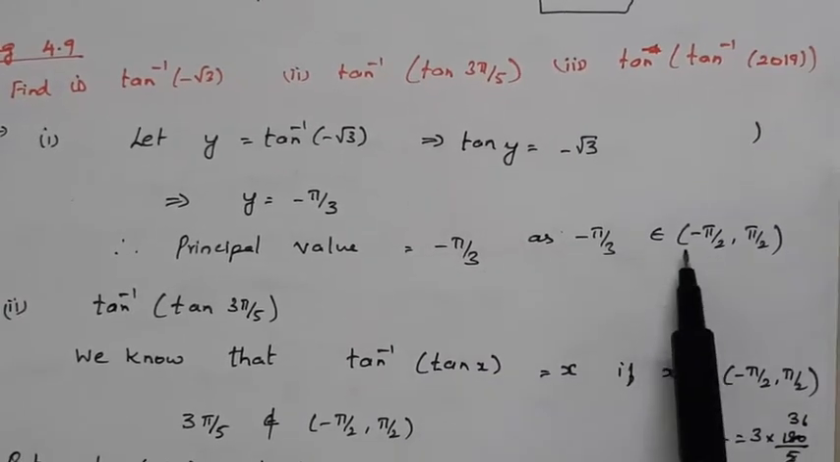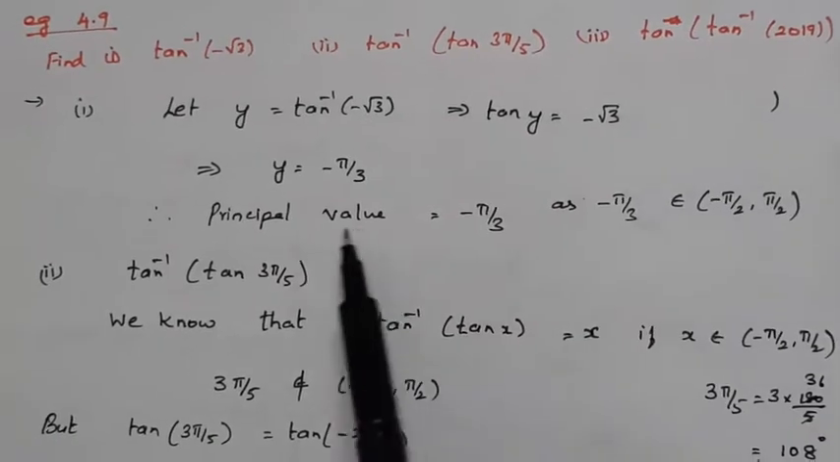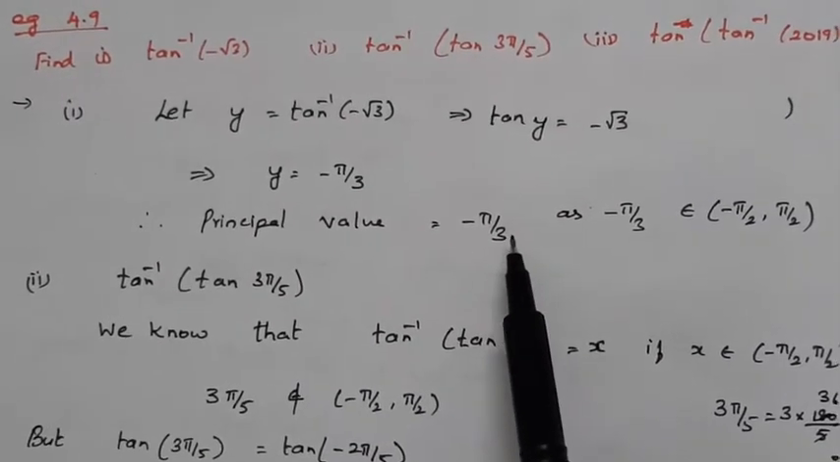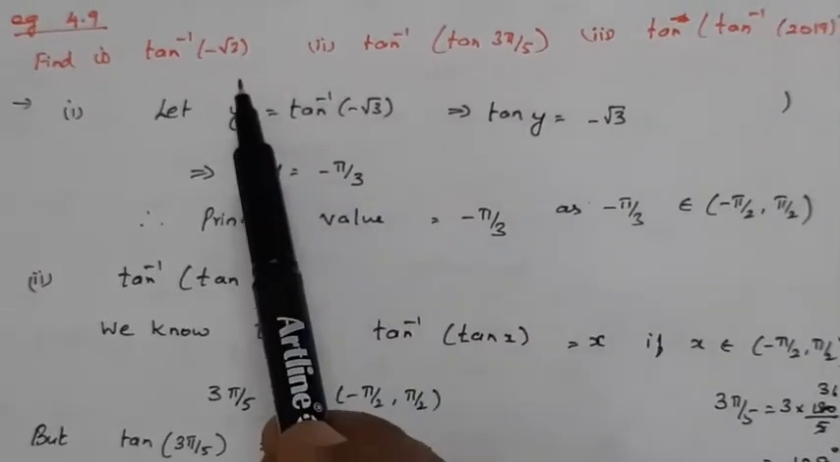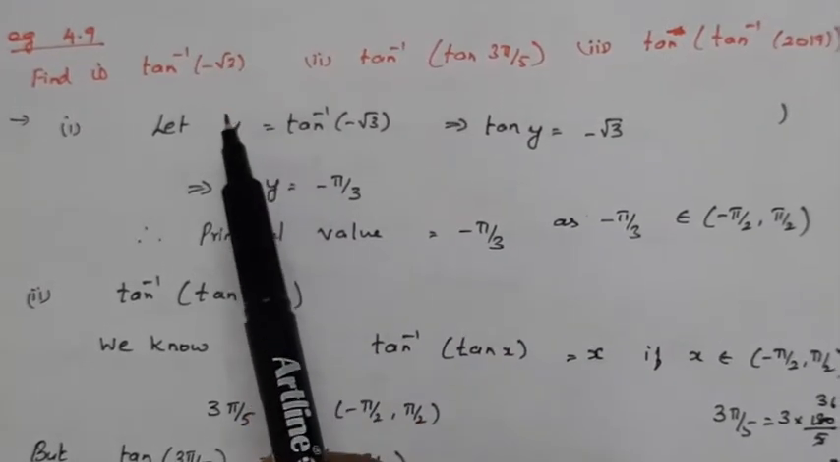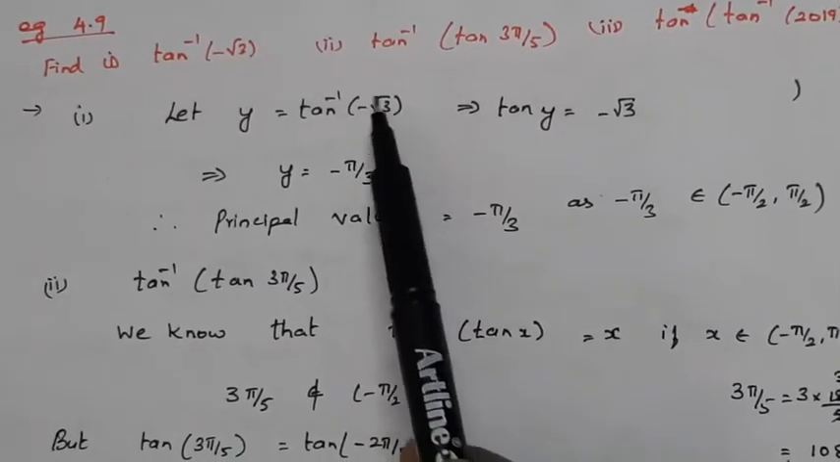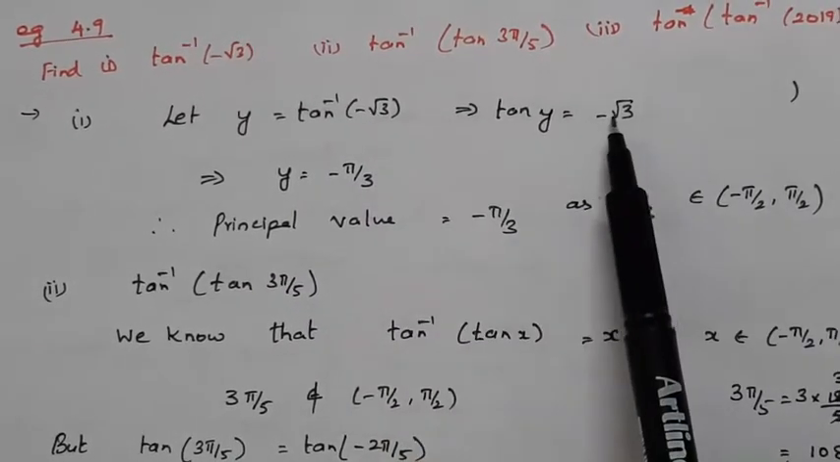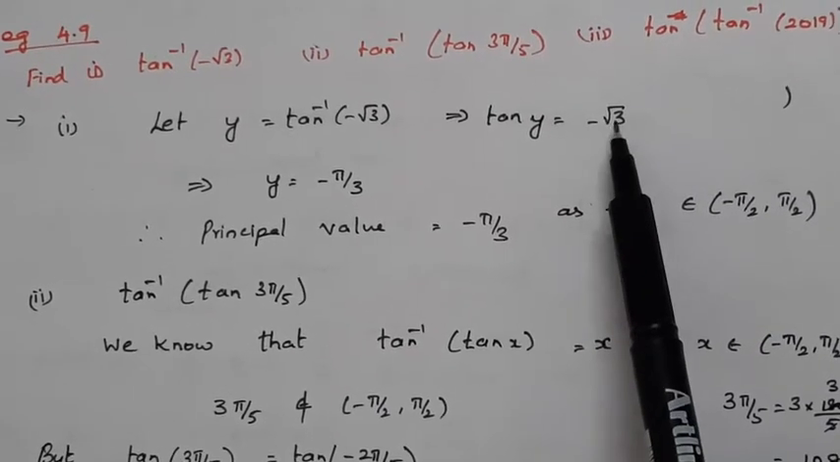Clearly minus pi by 3 belongs to that interval. So you can write it like this: as minus pi by 3 belongs to that interval, the principal value is equal to minus pi by 3. So how do we find it as minus pi by 3? I said that if it is negative, the angle should be taken from the fourth quadrant. And how do we find the angle in the fourth quadrant whose tan value is minus root 3? Take the numerical value root 3 alone. For what angle will the tan value be root 3? Pi by 3.